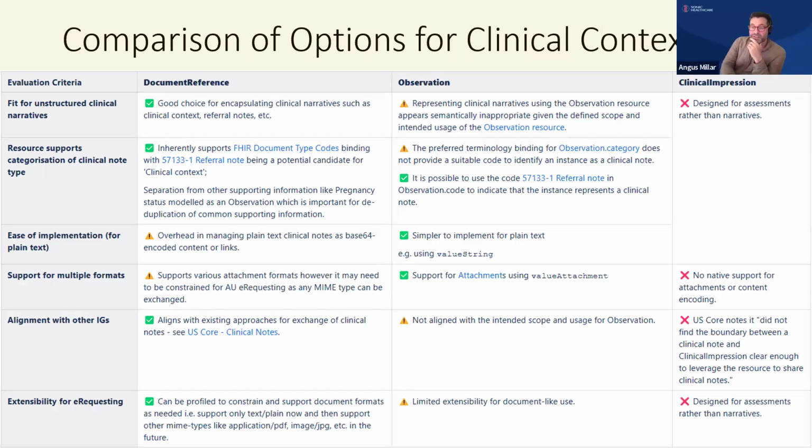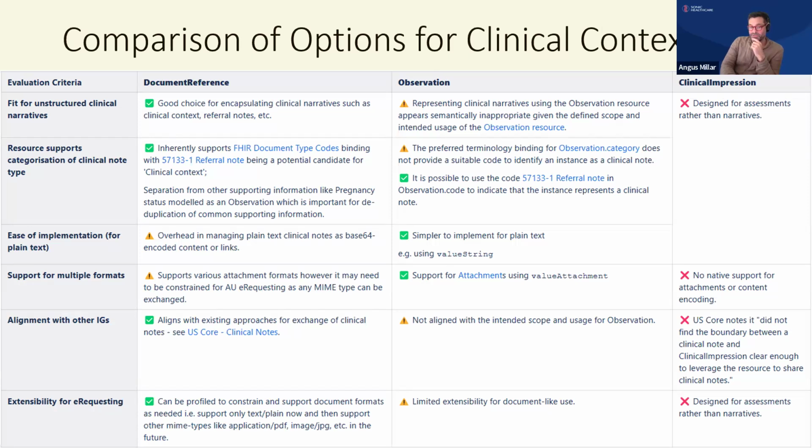I guess I'll make a comment. I will say that whilst there are these negatives against observation because it doesn't support other document types, that's not to say document reference couldn't be used in the future where you need to support other document types. So yes, it's not a great fit for PDFs and Excels and JPEGs, and I wouldn't propose using observation for those. But when the day comes that you do want to send those things, you can bring in document reference.